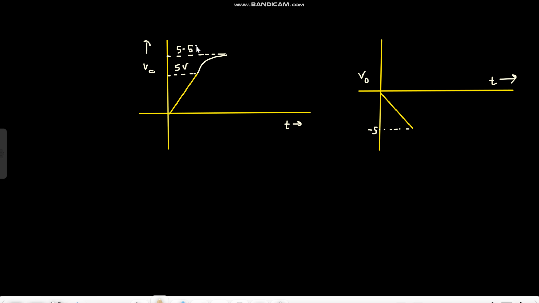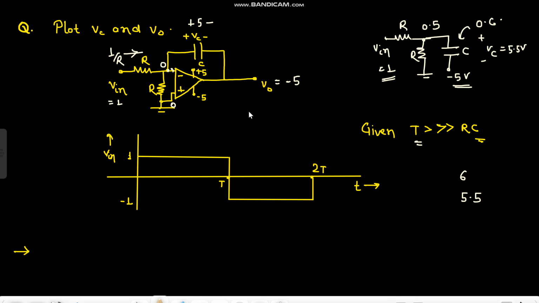This was one interesting concept in this question, and this will remain at -5 only till time t. Till time t. Now what happens? Now we are applying -1 volt here.